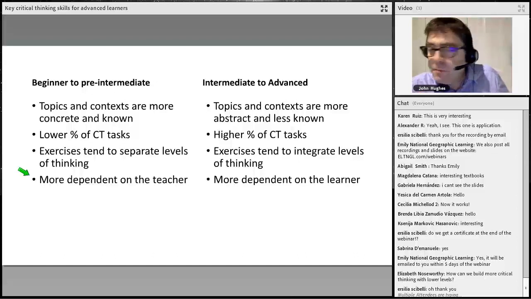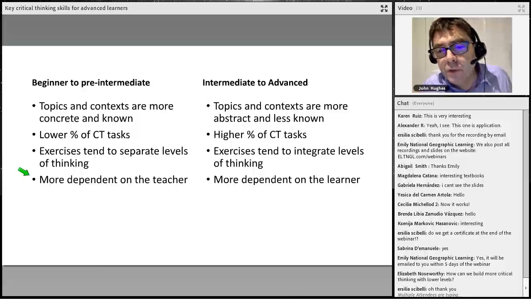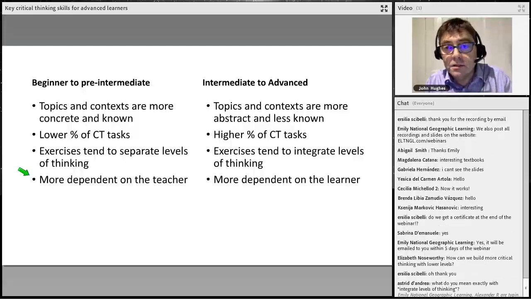Elizabeth, questions about lower levels. I did a webinar a few months ago with National Geographic Learning. If you go to the InFocus site, there's a recording of that webinar, and it's all about critical thinking with lower levels. I can't answer that question now because it's too big, but go and watch the webinar, okay?